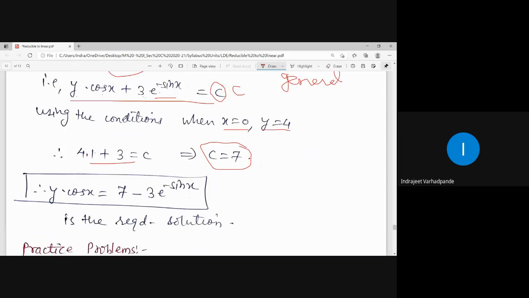So replace the value. y into cos x plus 3 into e to the power minus sin x is equal to 7. Or again you can shift this to the other side, because the answer has to be written in the form of y is equal to. So y into cos x is equal to 7 minus, in place of c you put it as 7, plus 3 e to the power minus sin x, take it into the RHS, it becomes minus 3 e to the power minus sin x. Clear?